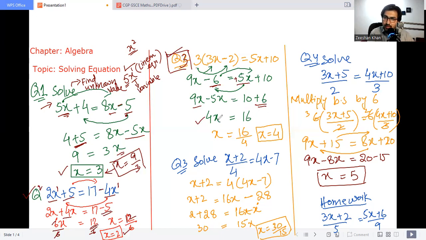Now we need to find x. So we will divide both sides by 4. This is in multiplication, so we will divide it downward. So 16 by 4 is equal to 4, so x is equal to 4. This is what we got.